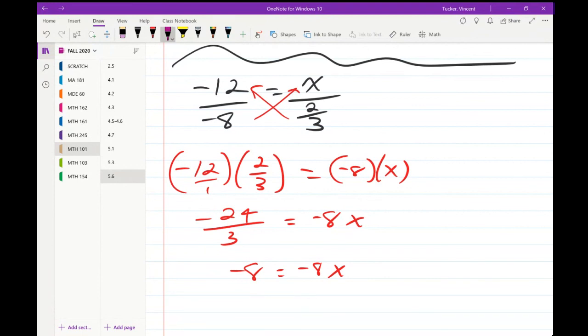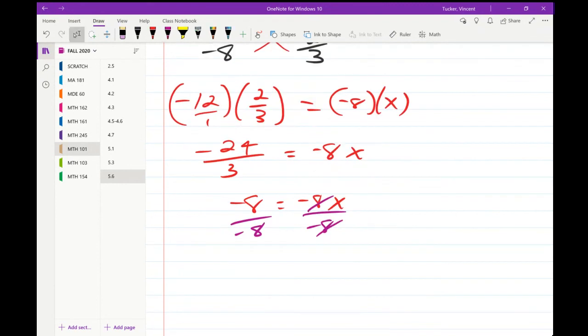Divide both sides by negative 8. So we can cancel out that negative 8 that's on x. On the left, negative 8 divided by negative 8 is positive 1. So x is equal to 1.